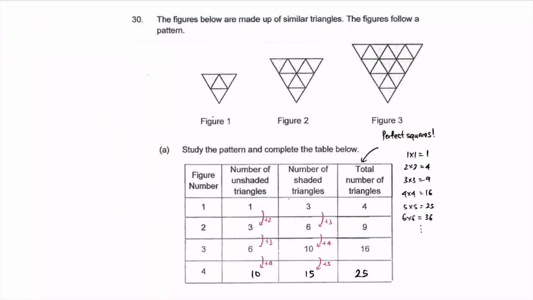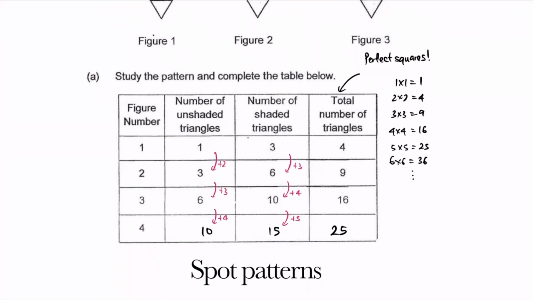Question 30 is a number patterns question. So the first thing we try to do is to spot the patterns. Now, for the total number, I see 4, 9, 16, that, if you're familiar, are perfect squares. So 4 is also known as 2 times 2. 9 is also known as 3 times 3. 16 is also known as 4 times 4. What's next? That would be 5 times 5.